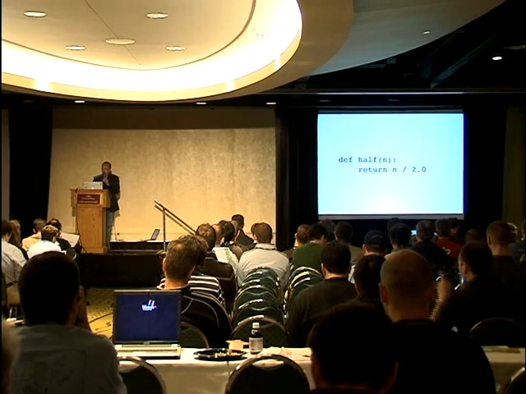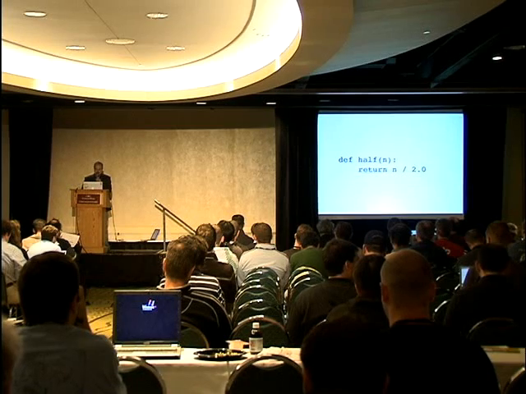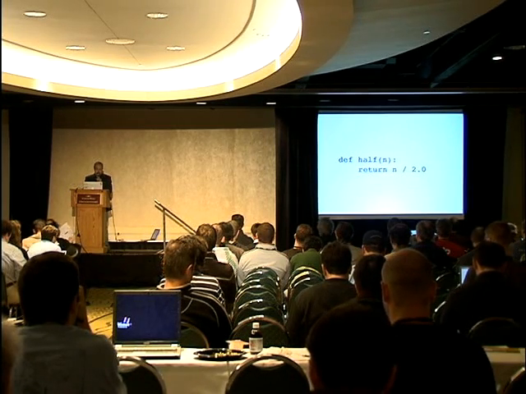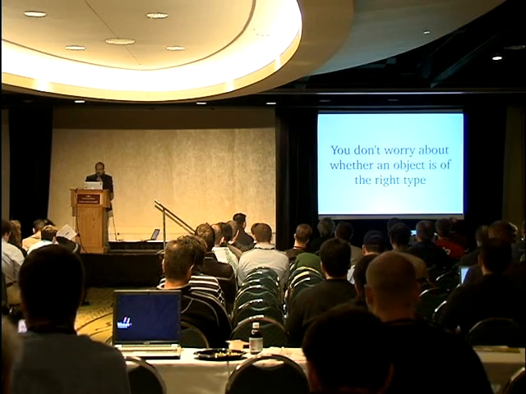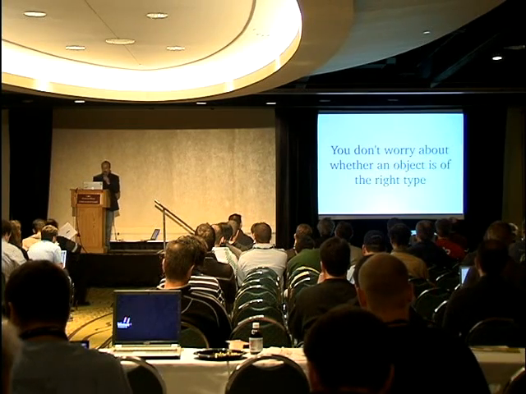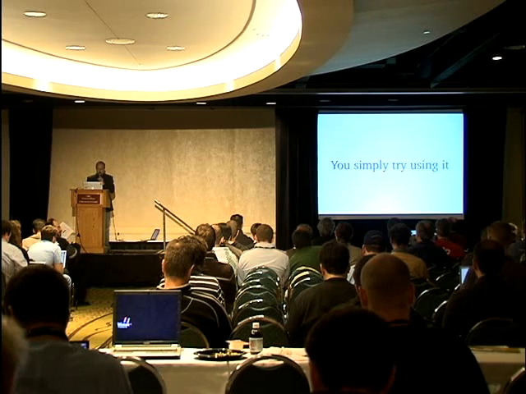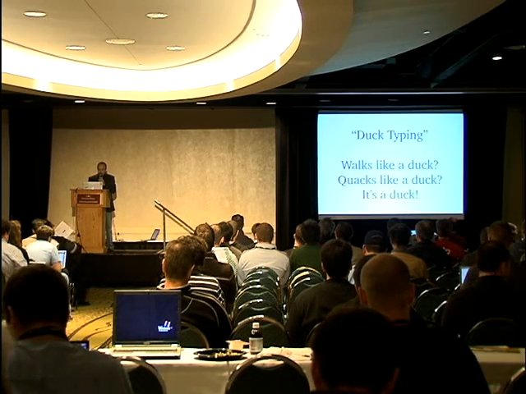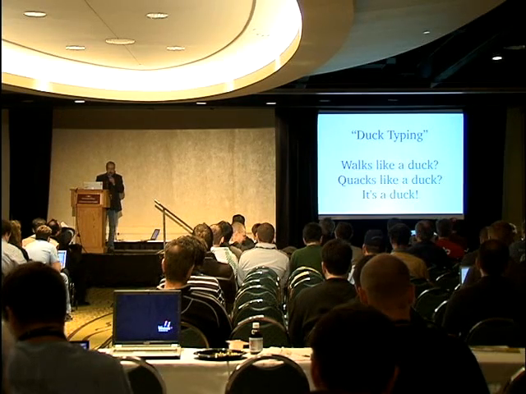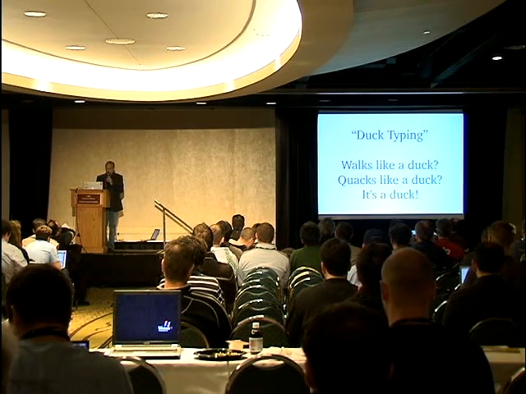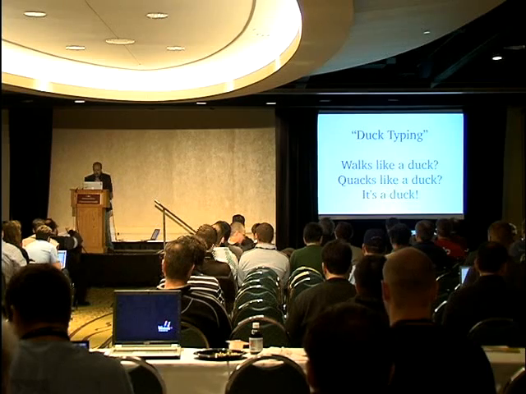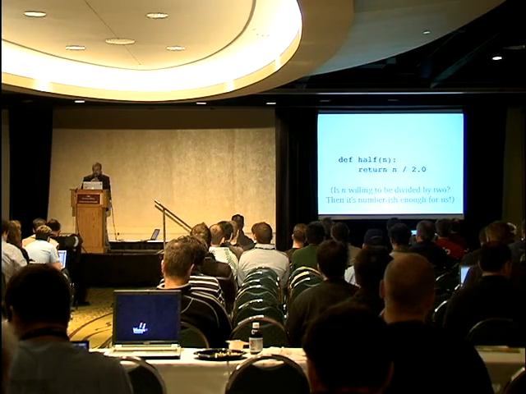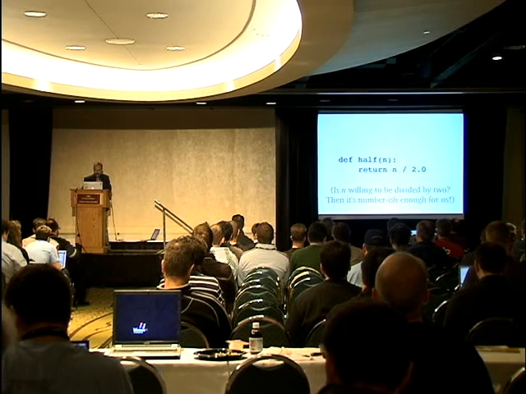Python typing, of course, is dynamic. The same function in Python says nothing about the kind of the argument or the return value. It just has to be something that's willing to be divided by 2. You don't, in Python, worry about whether an object is of the right type. You simply try using it. This is called duck typing, because you ask, well, does it walk like a duck? Does it quack like a duck? Then it's a duck. Or, in the case of our example, is it willing to be divided by 2? Well, then it's numberish enough for us.